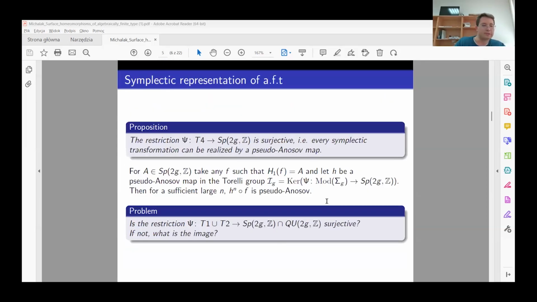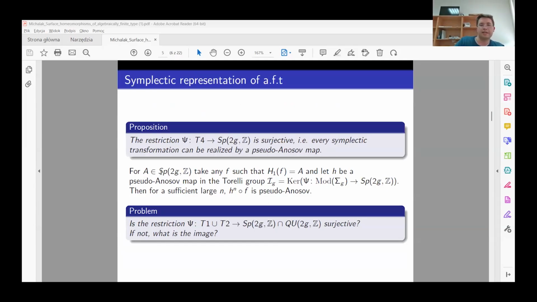And there's not much hope in this direction because there is a known fact in mapping class group theory that if we restrict the symplectic representation to just pseudo-Anosov diffeomorphisms, then this representation is still surjective. So any symplectic matrix we can realize by a pseudo-Anosov map.